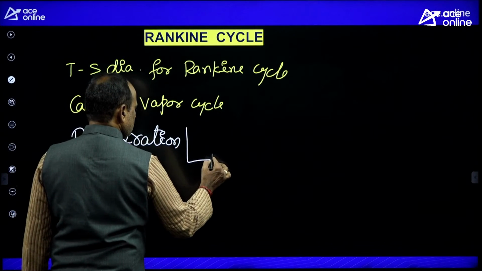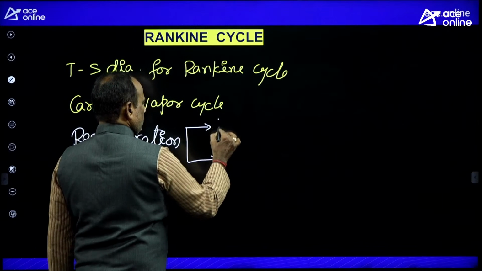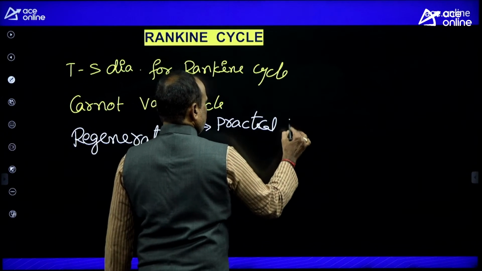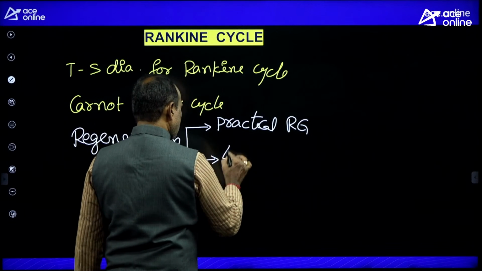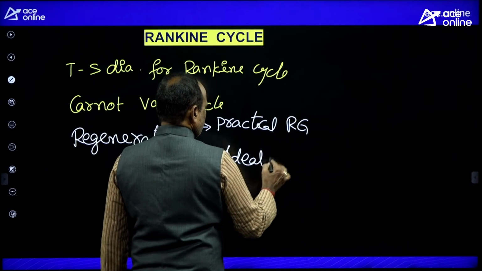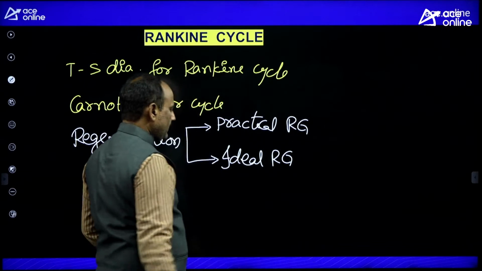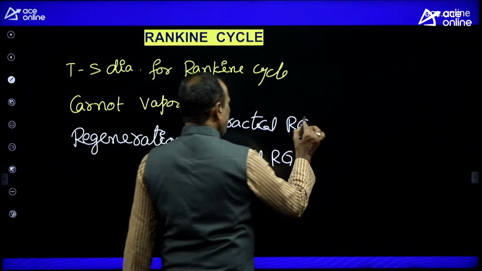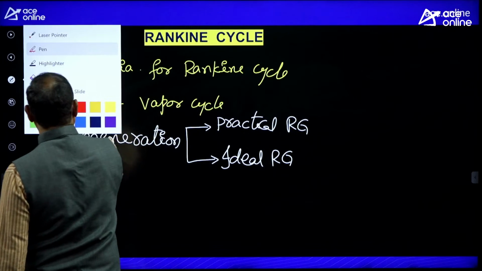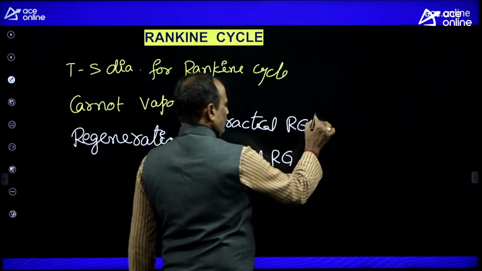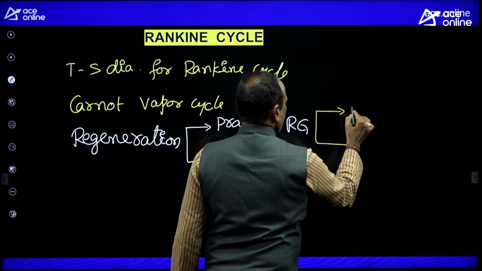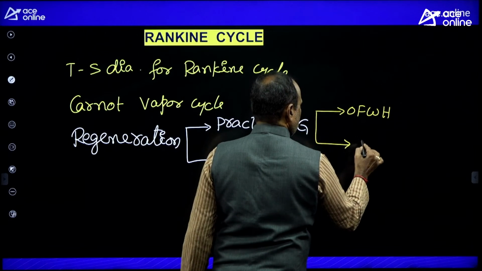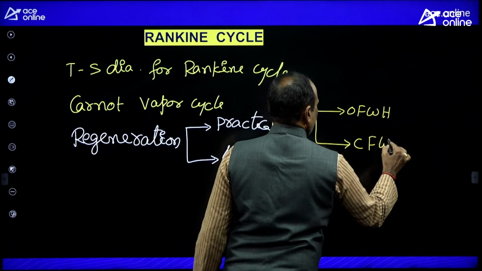You know, regenerations are two types. First one, practical regeneration, second one, ideal regeneration, where cycle efficiency equals Carnot cycle efficiency only. Again, these practical regeneration systems are two types. First one, open feed water heater mechanism. Second one, closed feed water heater mechanism.